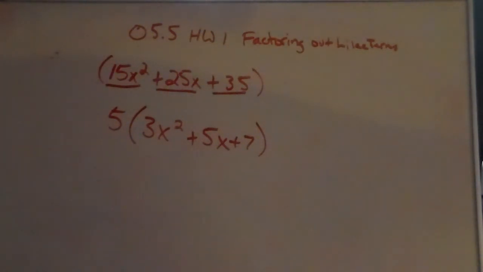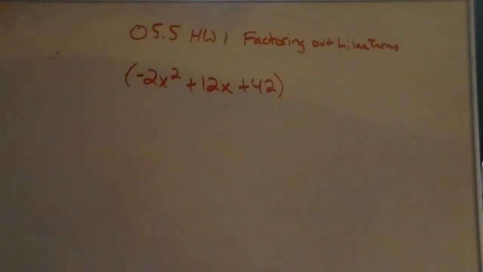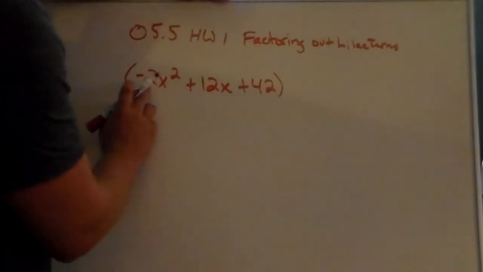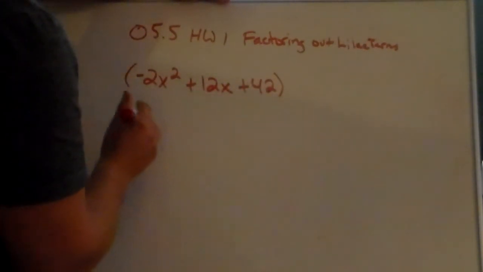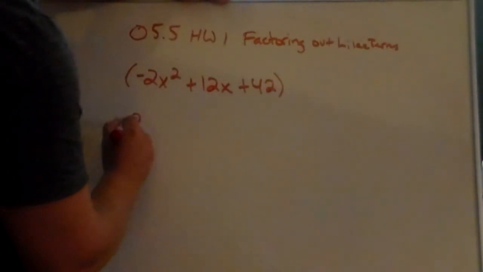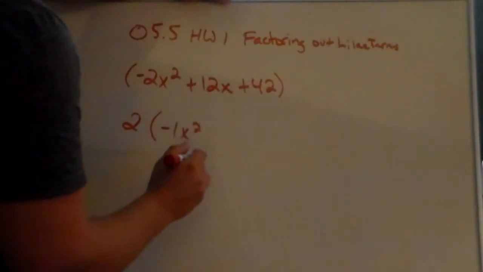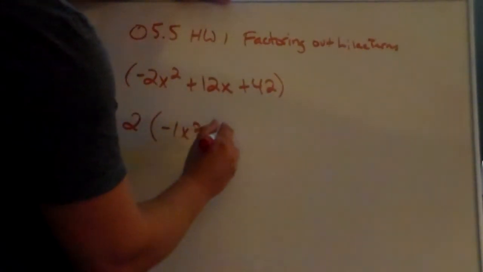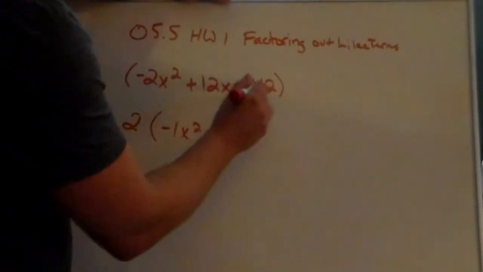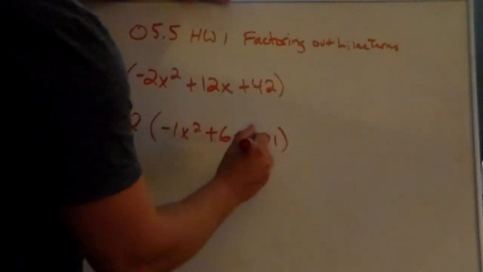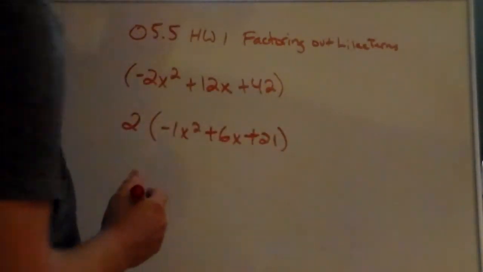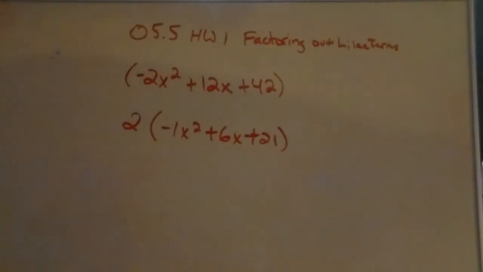Next up is problem number 7. Alrighty, here's problem number 7. We have negative 2x squared plus 12x plus 42. Now we have to do the greatest common factor. It says greatest common factor of 2, 12, and 42. The greatest common factor is 2. So we pull out a 2. Negative 2 divided by 2 gets us negative 1x squared. 12 divided by 2 gets us 6. Carry down the x. And 42 divided by 2 gets us 21. Notice we did not pull out an x because not all 3 terms have an x. So that's our answer for problem number 7.